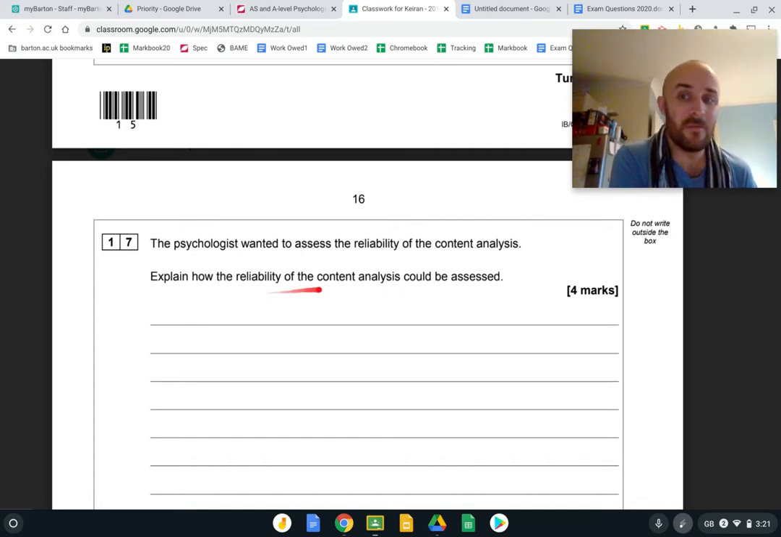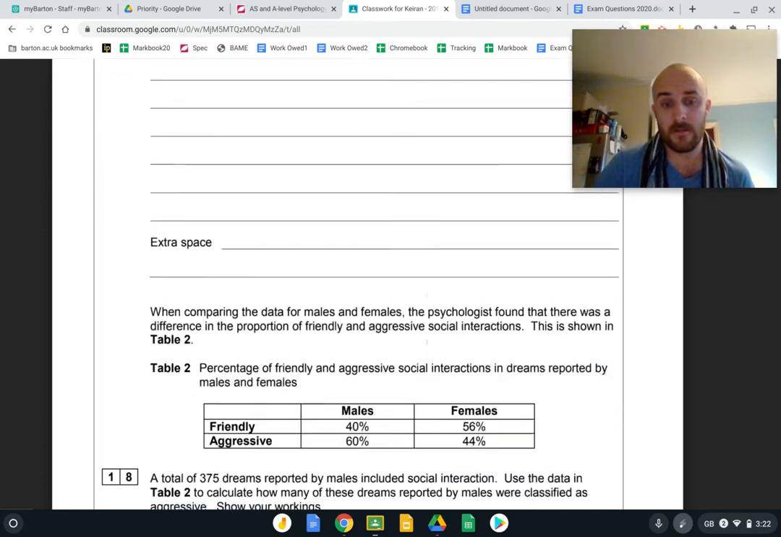You actually don't need context for this, because it doesn't specifically ask you in terms of dream interviews. So you have to know when to go AO1, you have to know when to go AO2. If you go wrong, you get no marks.